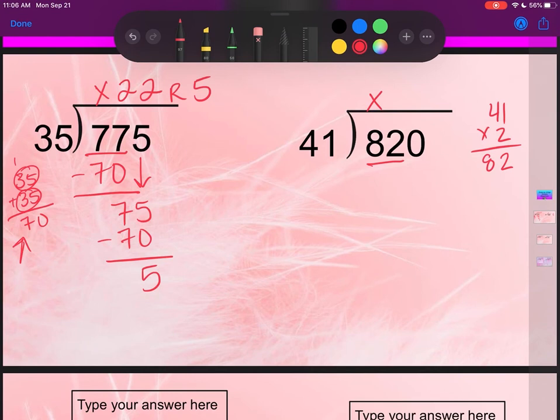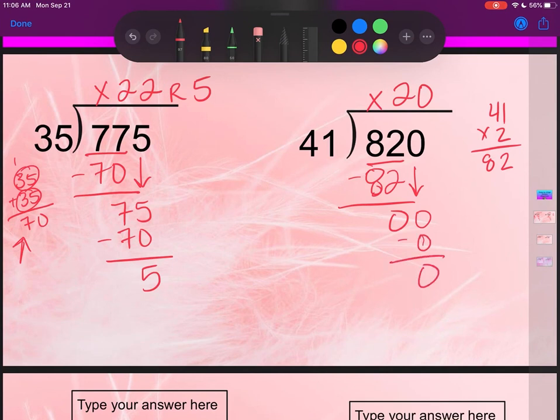So I end up with 82 exactly. So 41 goes into 82 exactly 2 times. 2 times 41 is 82. And I subtract and I get 0. So 41 can't go into 0, so I bring down this 0. Well, 41 still can't go into 0, right? It goes in 0 times. Remember, these whole number zeros are important. 0 times 41 is 0. I subtract and I get 0, so my answer is just 20.